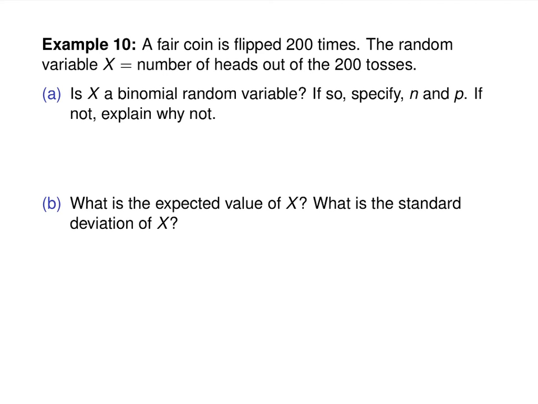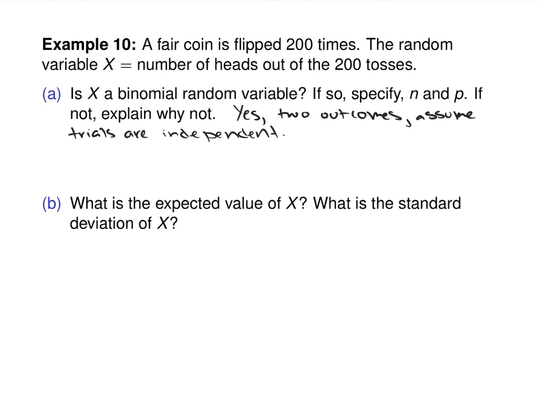So suppose a fair coin is flipped 200 times. The random variable x is the number of heads out of the 200 tosses. So is this a binomial random variable? If so, specify n and p. So yes, we have two outcomes, as in heads or tails, and we also do need to assume the trials are independent. Okay, and assuming those two things are true, n is equal to 200, p is equal to 0.5.